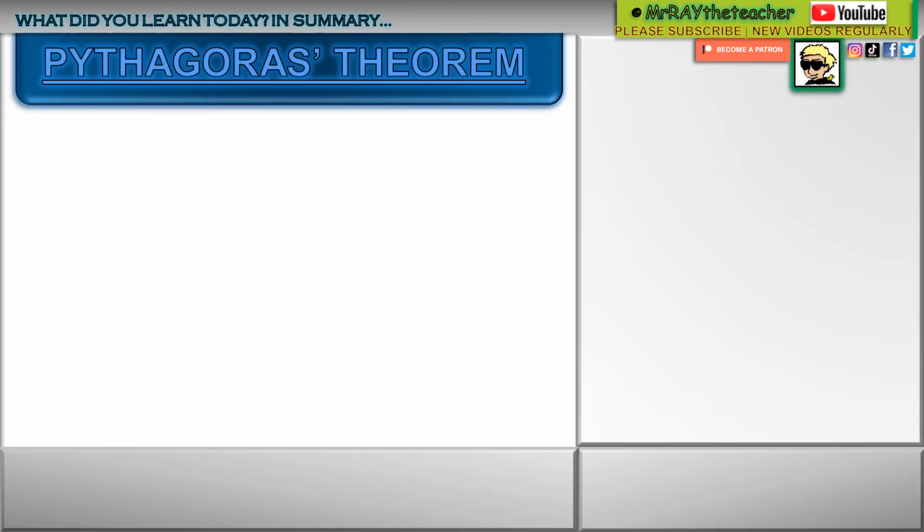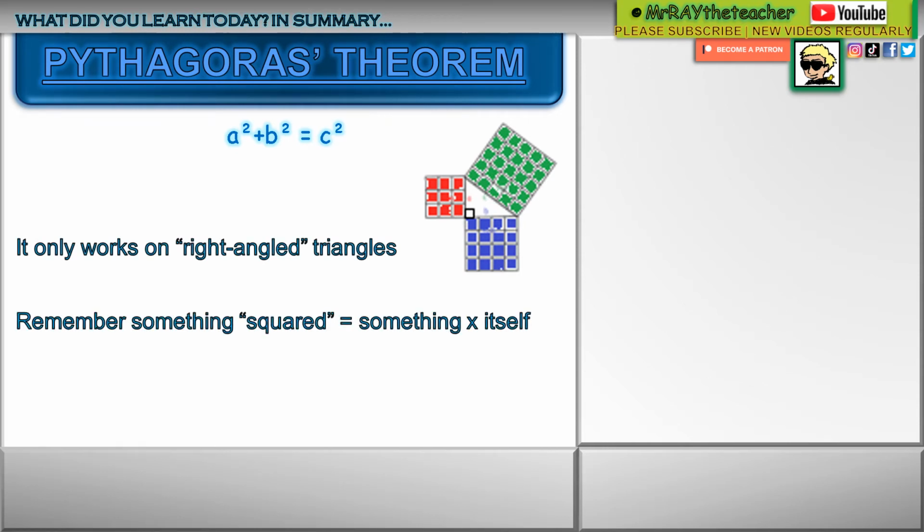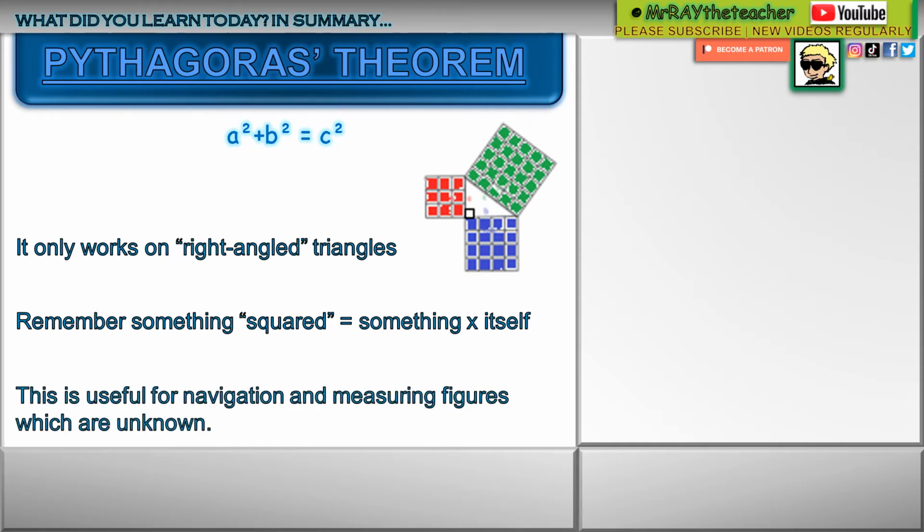All right, so what did you learn today? If someone asks you that, give them this as an answer. Pythagoras Theorem: a squared plus b squared equals c squared. It only works on right-angled triangles. And remember, something squared equals something times itself. This is useful for navigation and measuring figures which are unknown.